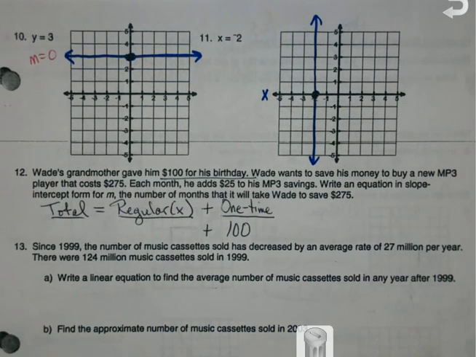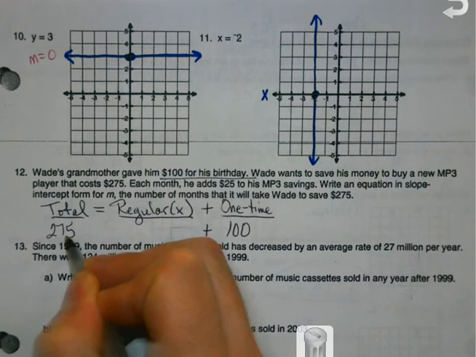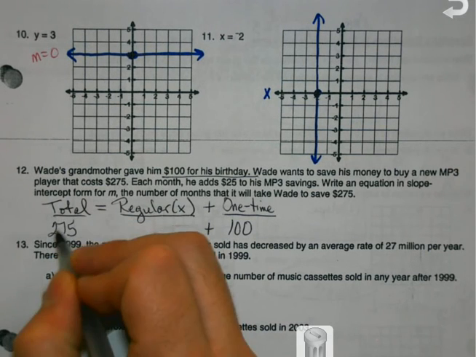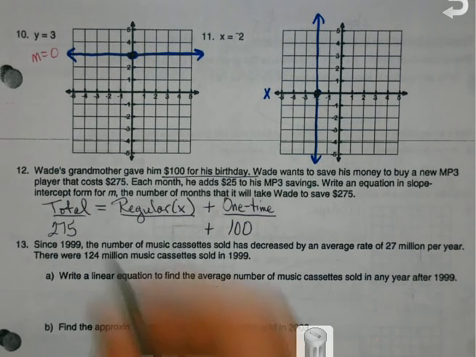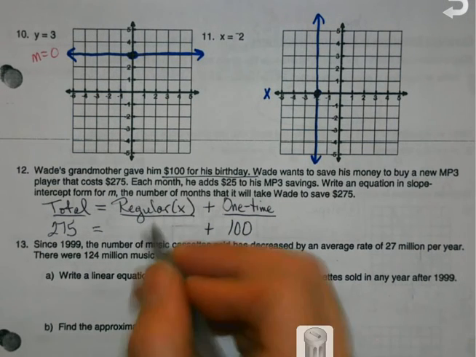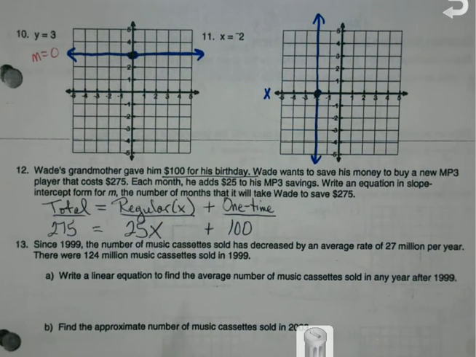And it says here that at the end, the total is going to cost $275. Okay? And sometimes this may just be Y. Okay? How much money is he adding each time to his savings? $25. But it says each month. So what the X would represent here is each month that he's doing it.